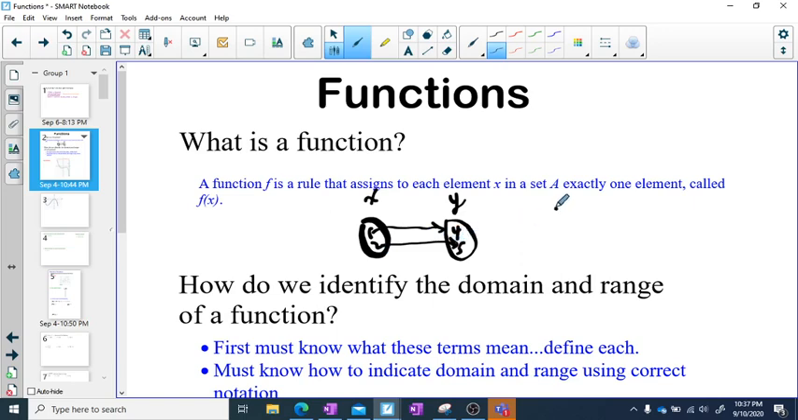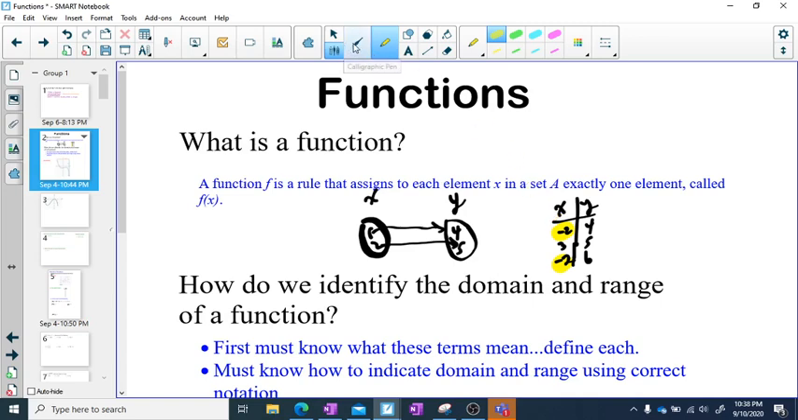If I had something like this, let's say x comma y, and I had -2 comma 4, 3 comma 5, -2 comma 6. Well, now all of a sudden we have an issue. This is not a function because the element x, see the element -2, it's assigned to two different y values. So for every x value, there can only be one y value in order for it to be considered a function.